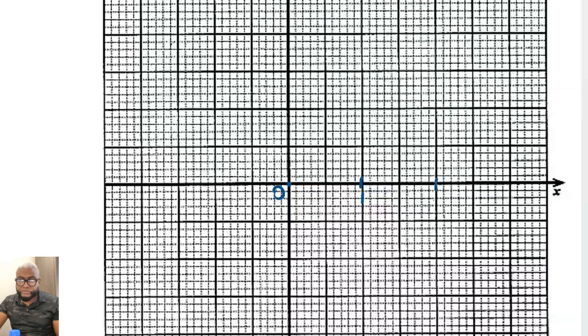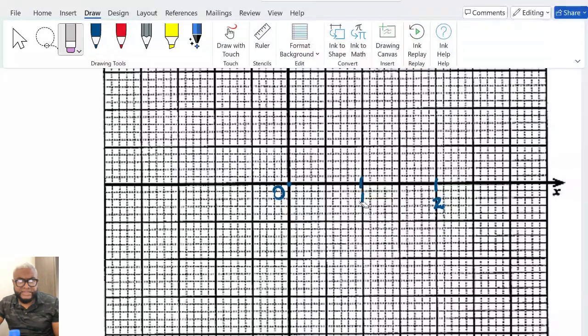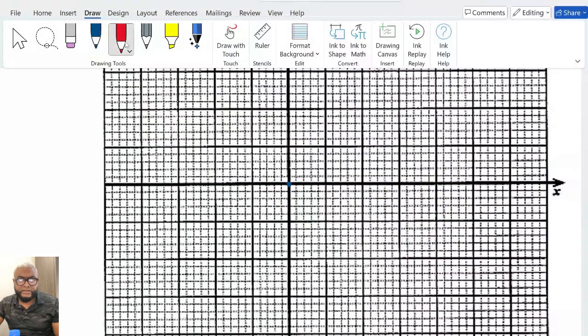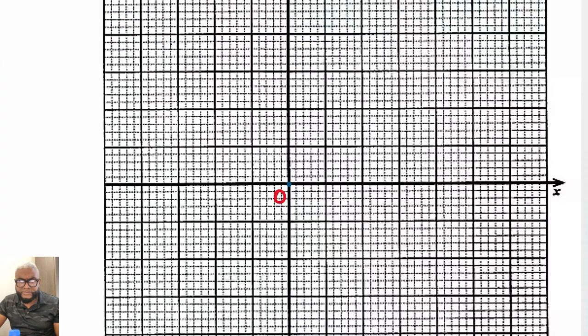Right, so let me go. We go in 1, 2 centimeters again, 2. I want to write this in red. Right, so this is 0, then 1. Okay, so this is 1 here. This is 2.